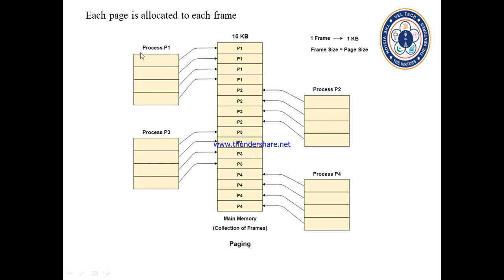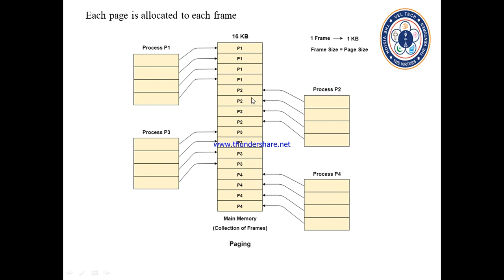In the previous slide we said that each logical address space is divided into equal-size pages and physical memory is divided into equal-size blocks, that is, frames. Here there are 4 processes: P1, P3, P2 and P4, and each process has its pages. This large rectangle is the main memory. It consists of equal-size frames. The frame size and the page size are the same.